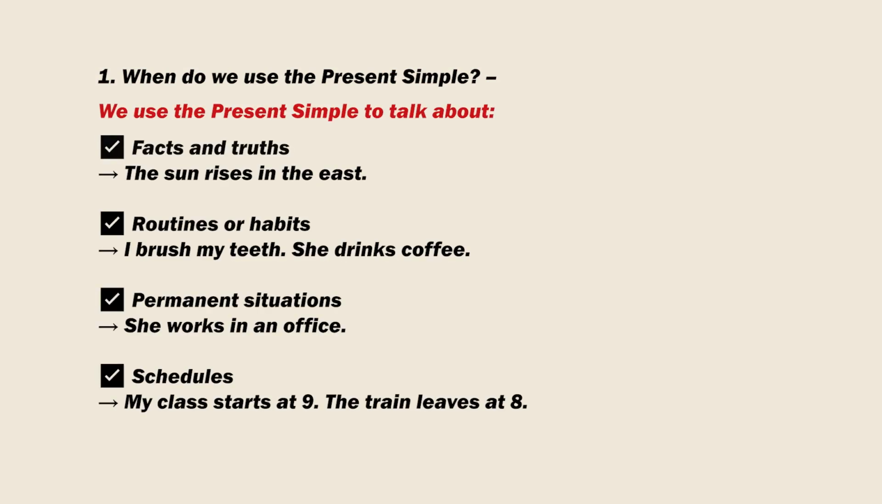We use the present simple to talk about facts and truths. The sun rises in the east. Routines or habits. I brush my teeth. She drinks coffee. Permanent situations. She works in an office. Schedules. My class starts at 9. The train leaves at 8.